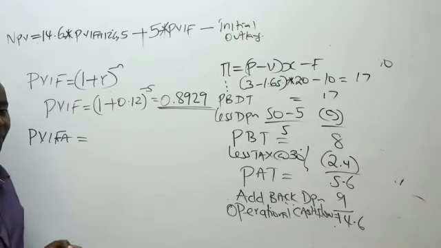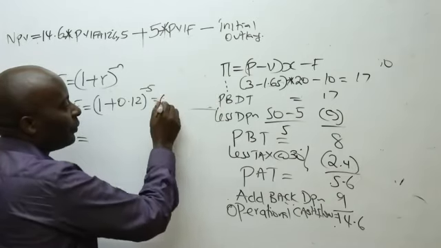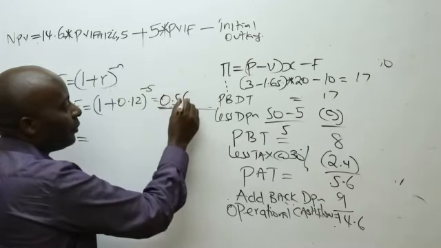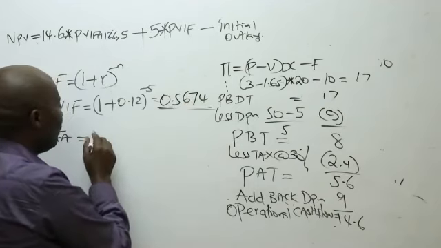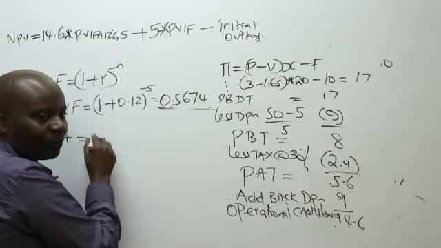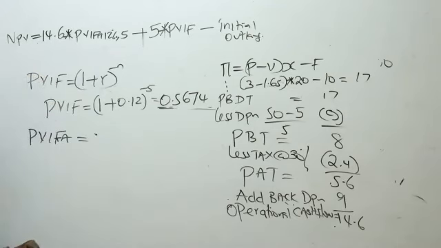So we have two answers. That's 0.5674. This is supposed to be 0 point? 0.5674. How about this PV FAR? 3 point something. 3.60.